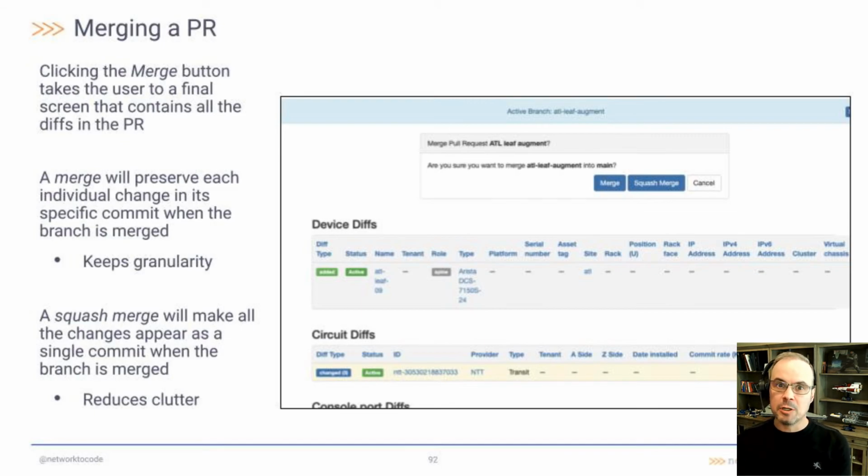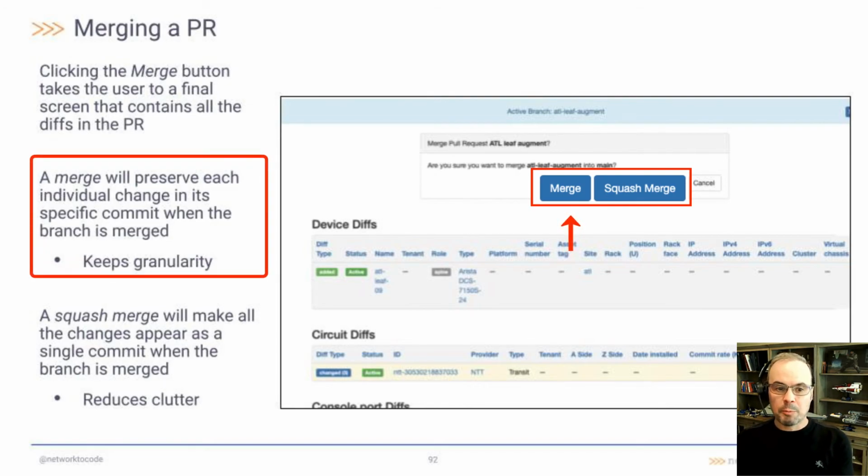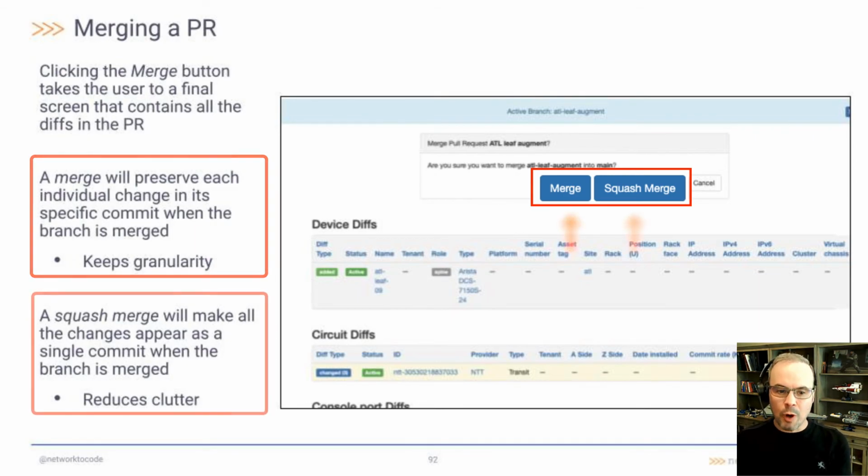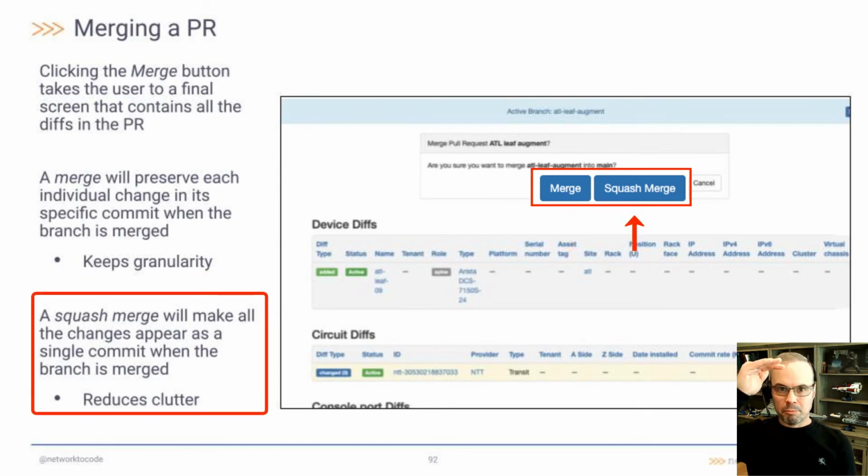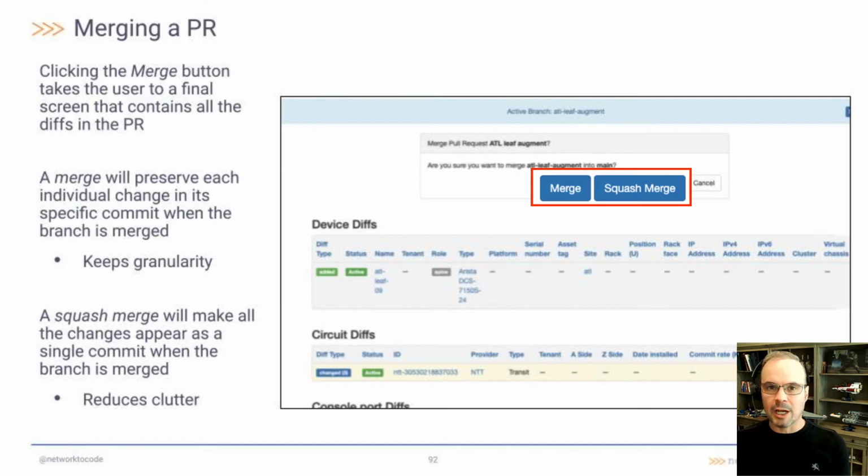Now, there are two methods you can use to move the changes into production. There's a merge, which will preserve each individual commit when the branch is merged. This will keep granularity in your record. A squash merge, on the other hand, will take all the possibly multiple commits in your branch, squash them together, and make them look like one single commit instead of a series of commits. This will reduce clutter in your history. So which one you select is really up to you and your organization's needs. You can do a merge, which will keep granularity, or a squash merge, which will reduce clutter in your history.